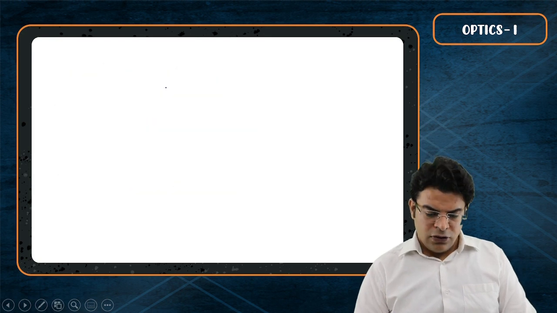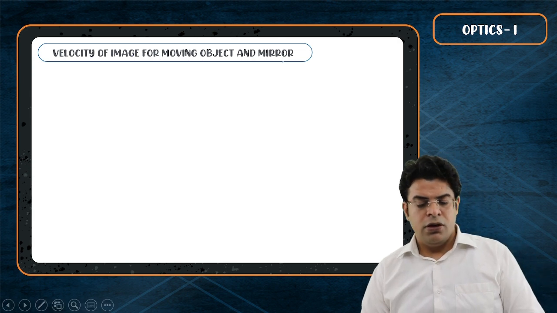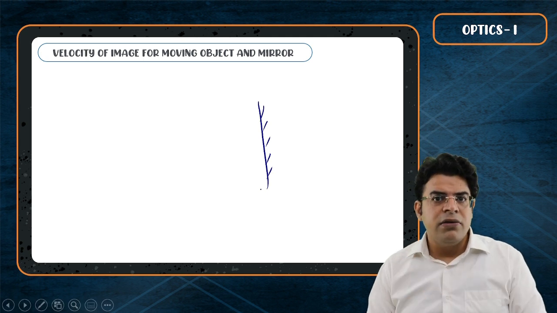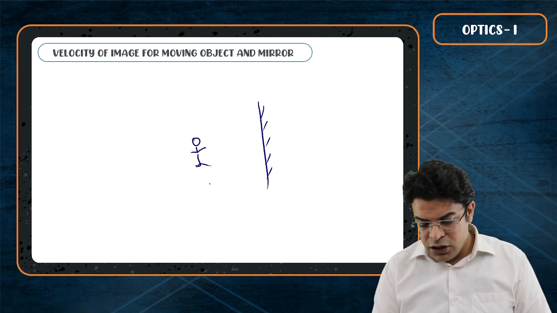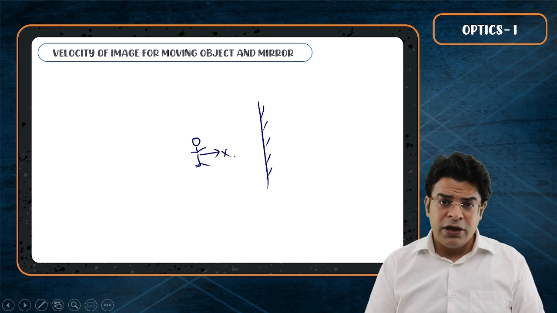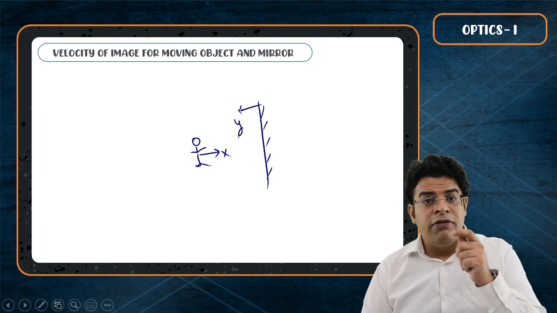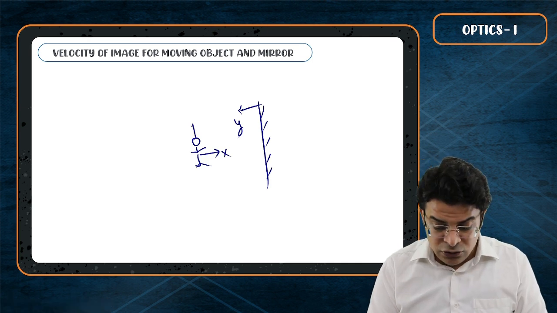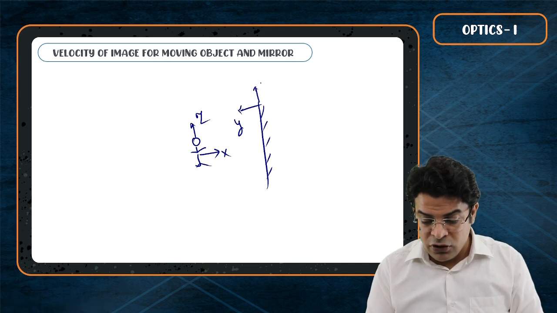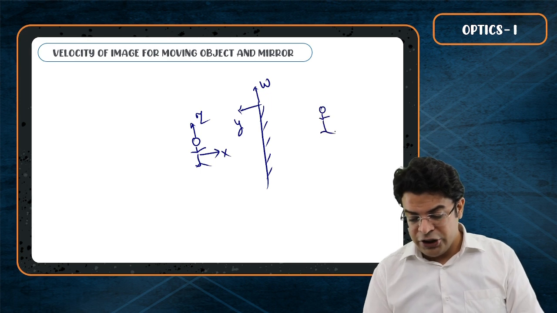Now we will see the case of velocity of image for a moving object and mirror. I know that you have seen these types of questions where there is a mirror and there is a person. The person has some velocity along the normal. Let's call it x. The mirror has some velocity along the normal. Let's call it y. The person also has a velocity parallel to the plane of the mirror. Let's call it z. And the mirror also has a velocity in its own plane. Let's call it w. And now they might ask you, what is the velocity of the image?